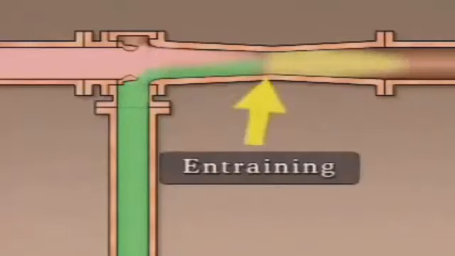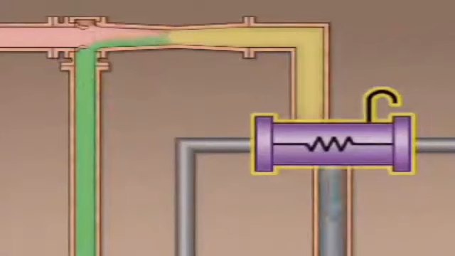The steam-air mixture flows through the combining tube and then on into an air ejector condenser. There, the steam in the mixture is condensed and the air is vented to the atmosphere.